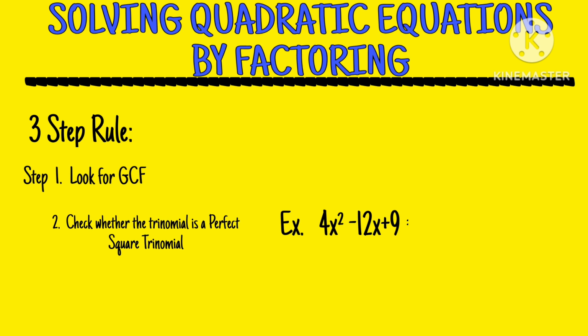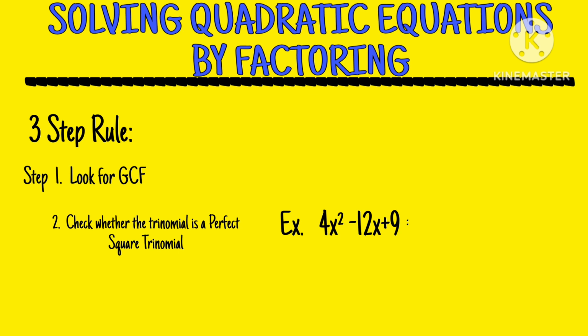Now, kung mapapansin niyo itong trinomial natin, yung leading coefficient, which is 4, at yung constant natin, which is 9, ay parehong perfect square, parehong may square root. Kapag ganyan ang nakita nyo sa trinomial, there is a possibility that this is a perfect square trinomial. But still, you have to verify. Kailangan yung middle term natin ay tumama para maging perfect square trinomial siya.